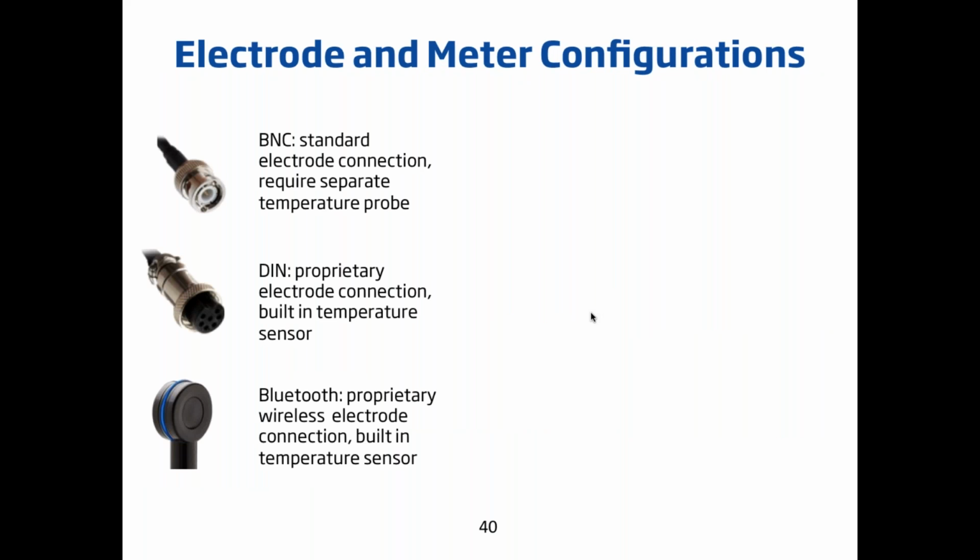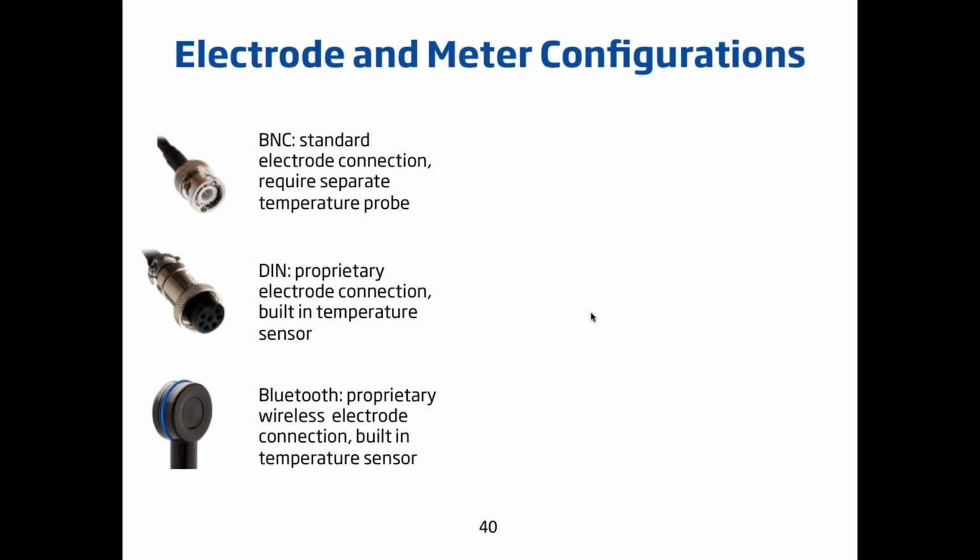The last thing that affects this could be the type of connection that your electrode has. So a BNC is a standard electrode connection. These require a separate temperature probe in order to get that temperature compensation, but they're flexible, meaning that you can use many different electrodes on 1 meter with the standard connection, switching back and forth. A DIN connection is a proprietary electrode connection, so it might be that a certain meter only works with this one kind of electrode if it's a DIN connector. But they do offer some advantages, such as they often have a built-in temperature sensor, meaning you don't need that separate probe, or they might be amplified for faster response time and better stability.